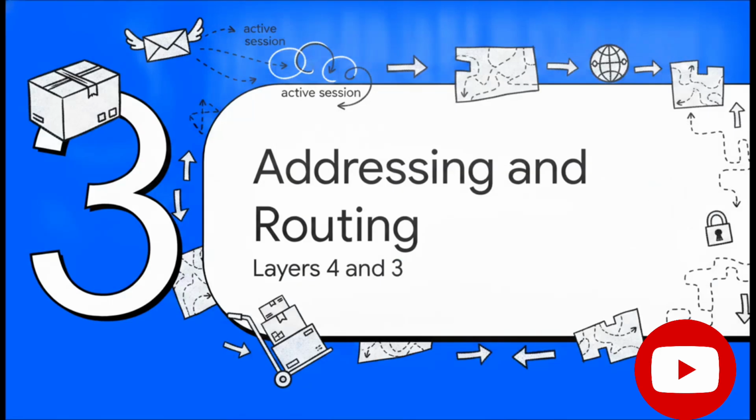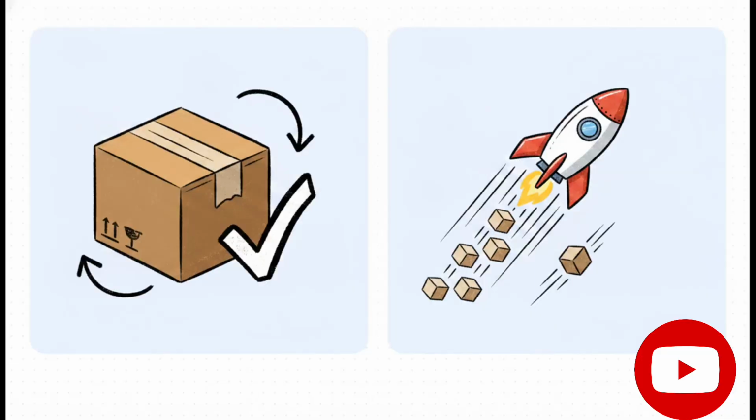Which brings us to section 3, addressing and routing. Now that our digital box is packed and secured, layer 4, the transport layer, presents a really critical choice for your data, TCP or UDP. This layer is all about end-to-end communication, and it turns our data into a segment.